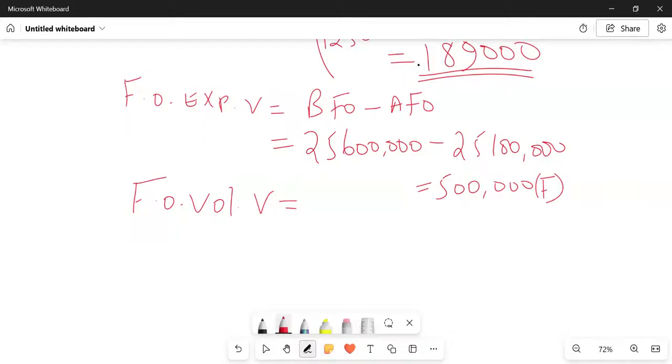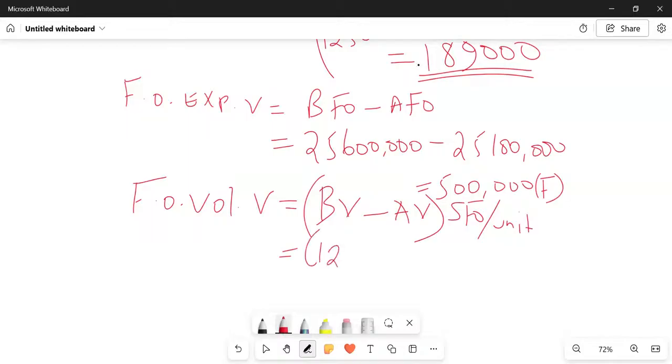All right. So fixed overhead volume variance is budgeted volume minus actual volume, multiplied by standard fixed overheads per who? Per unit, because of units. So do we have budgeted volume? 12,500. Actual is 11,700. Do we know the standard fixed overheads per unit?